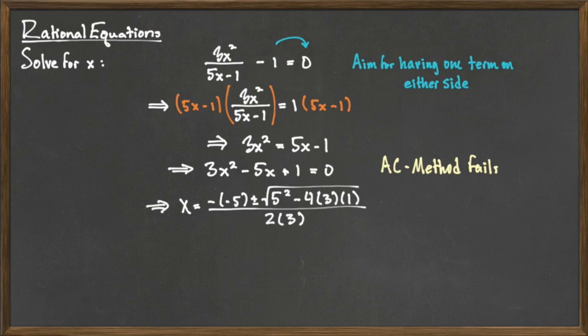Plugging all those values into the quadratic formula gives us the following. As we simplify, we get 5 plus minus the square root of 25 minus 12 divided by 6, which turns into 5 plus minus the square root of 13 divided by 6.